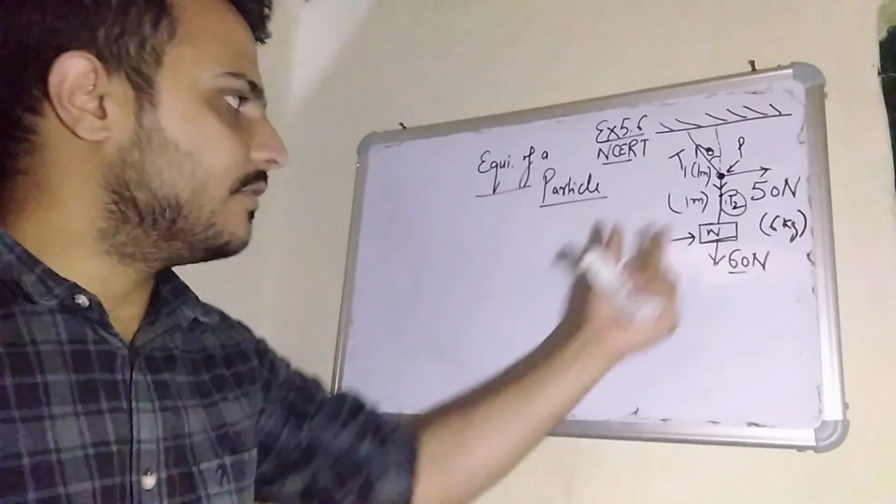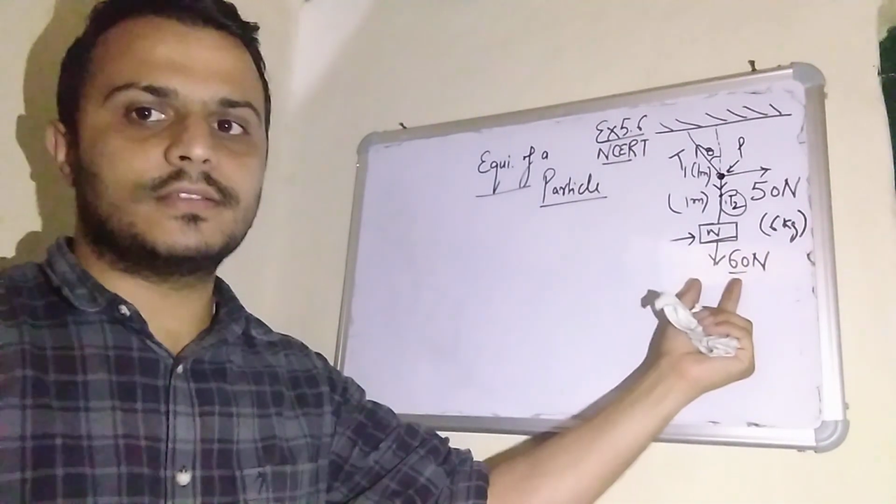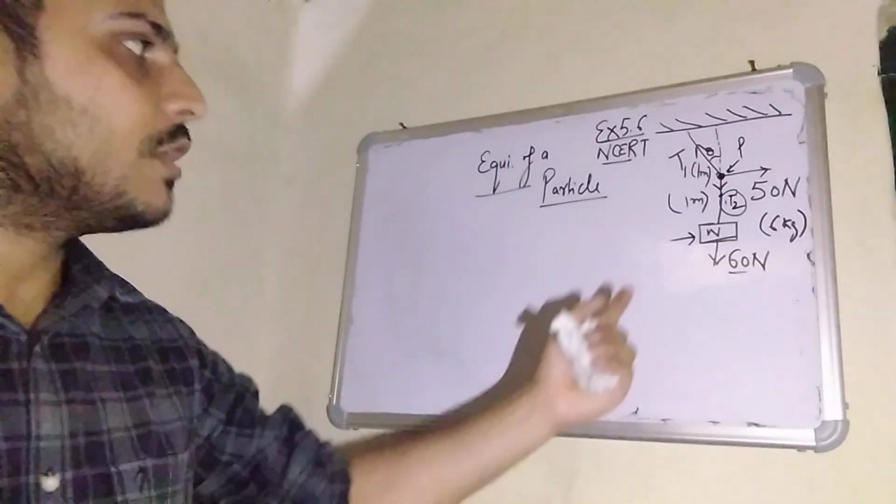A 2 meter long thread, and a mass is suspended here, a 6 kg mass. So what is the weight? 60 Newton. I take g equal to 10. So now they did that.